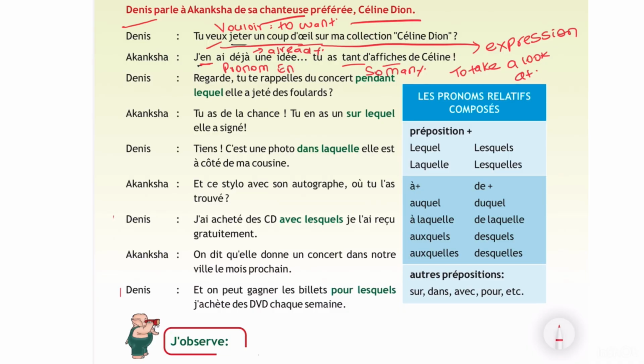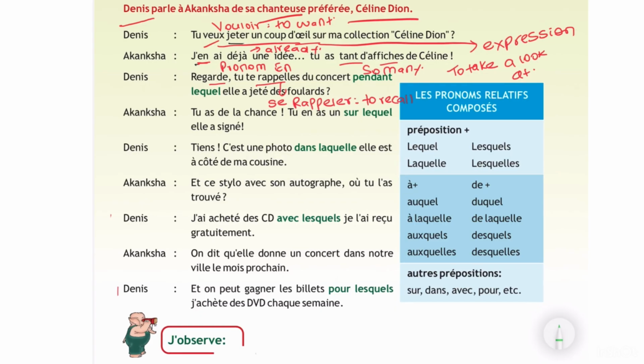Then he says, regarde, tu te rappelles du concert pendant lequel elle a jeté des foulards. That is, look, do you remember? So se rappeler is your pronominal verb, that is to remember or to recall. This is similar to your verb s'appeler, to call, and when you add R it becomes rappeler, to recall, and it has the same conjugation, that is, in the infinitive we will find a single L, but when you conjugate it, there will be double L. So it's talking about, do you remember the concert pendant lequel, that is, during which.